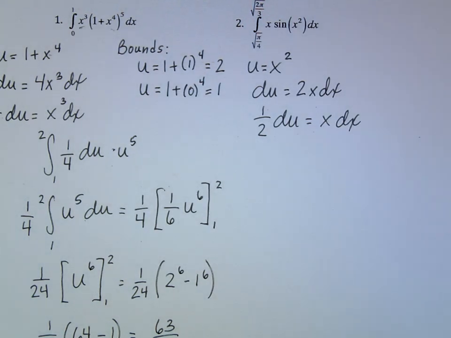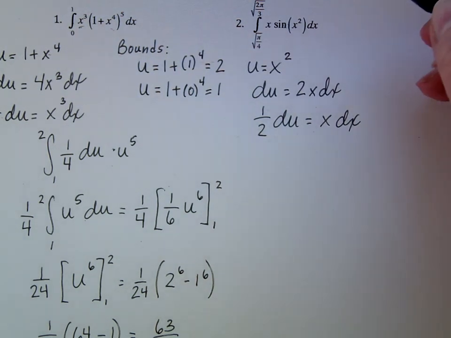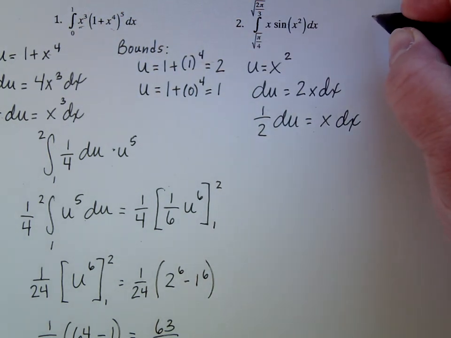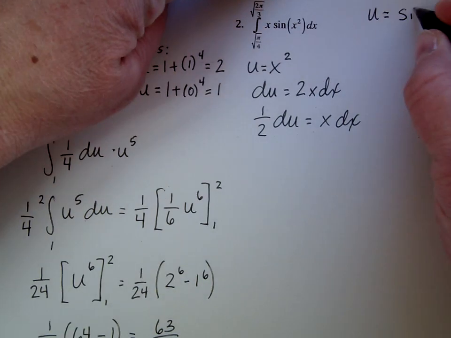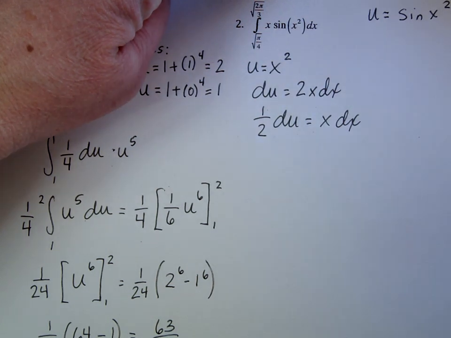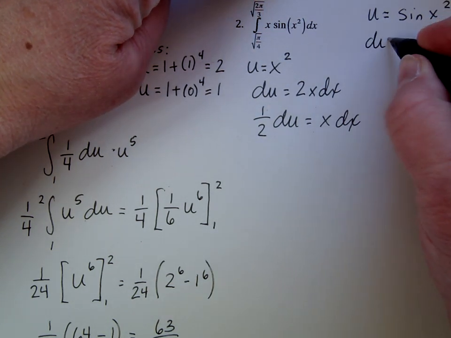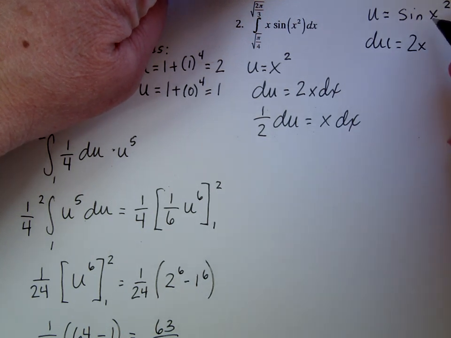Now, just for fun, some of you might have thought, and I'm going to put it up here, this is not true, so you don't have to write this, to let u equal the sine of x squared. If that's the case, then du is going to equal the derivative of the angle, 2x, times the derivative of sine, which is cosine of the same angle, and then dx.